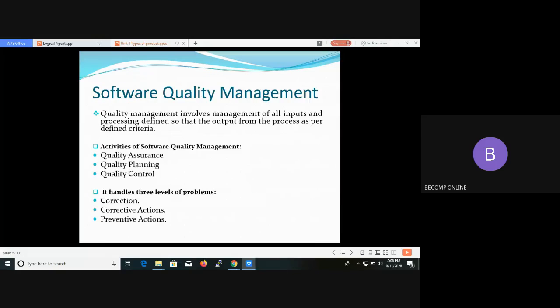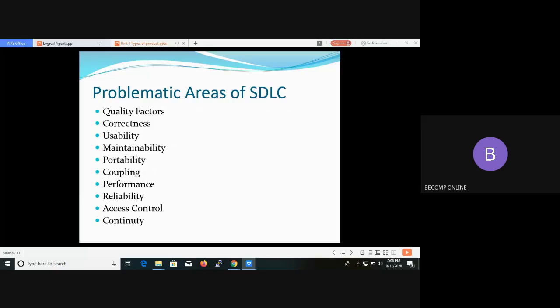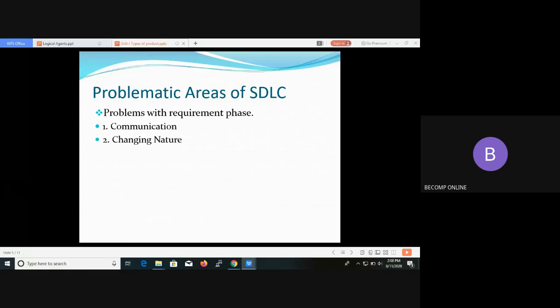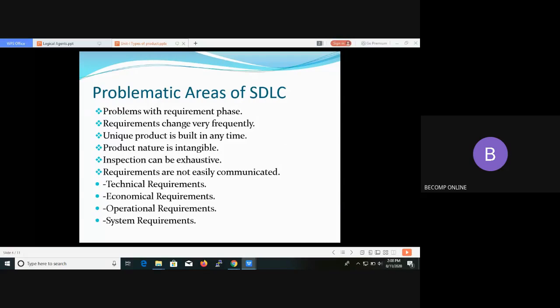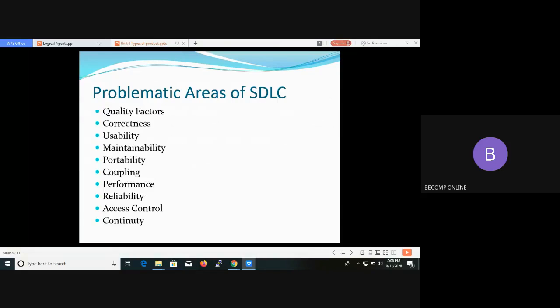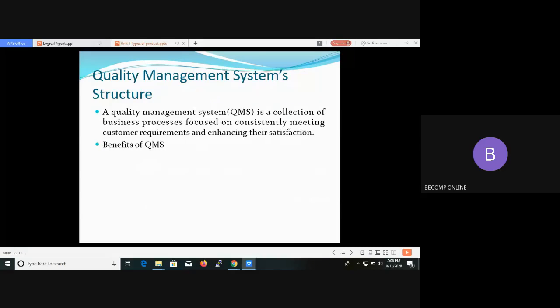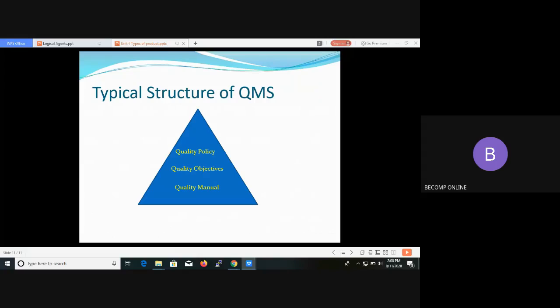Now, if you have any questions related to this, just type it. Today we have seen the problematic areas of SDLC, then software quality management, and the typical structure of QMS. From the next lecture, we will see the pillars of quality management system. This question was asked two or three times in the question paper: write down the pillars of quality management system. So this topic we will discuss in the next session. If you have any questions, then just ask.